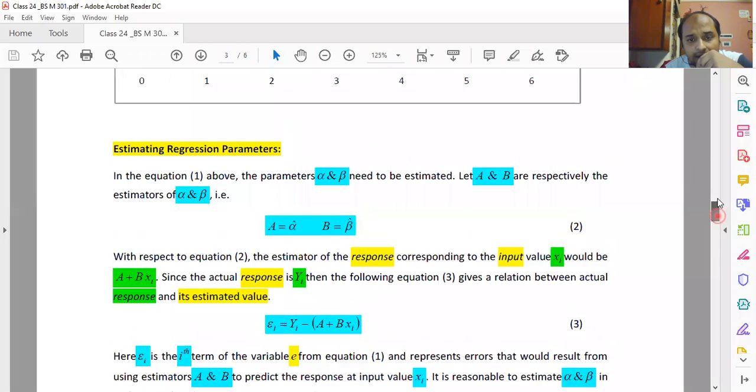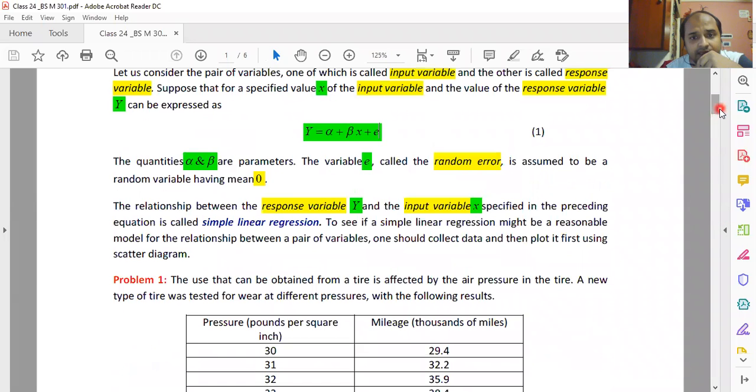Now, in this equation 1, there was a term like E. E is called the random error. Now, for each xi and for each yi, this error will change. Suppose I am keeping E on the right hand side. What will be the form of E? The form of E will be y minus (alpha plus beta x). Now, if I keep on changing the values of xi's and yi's, these E's will keep on changing.